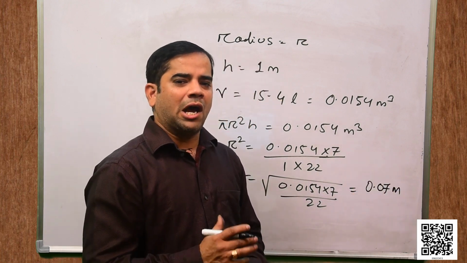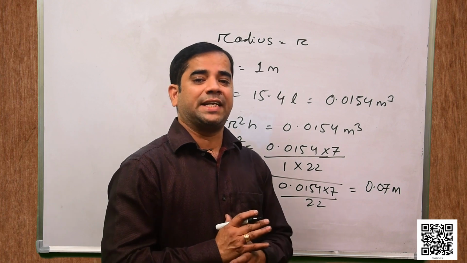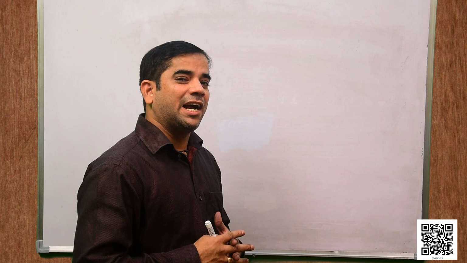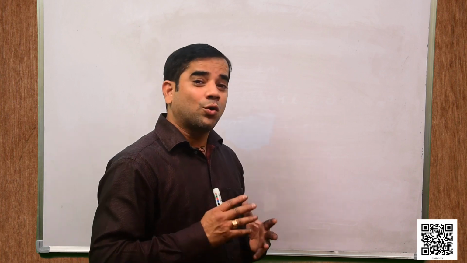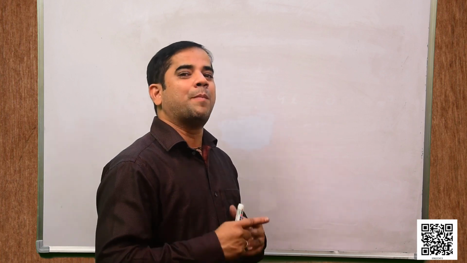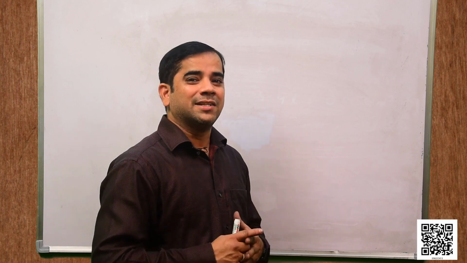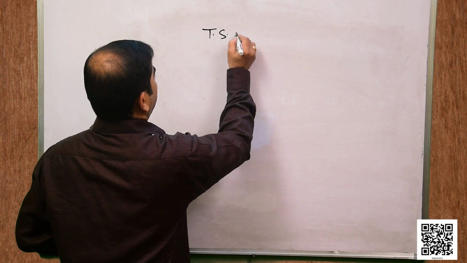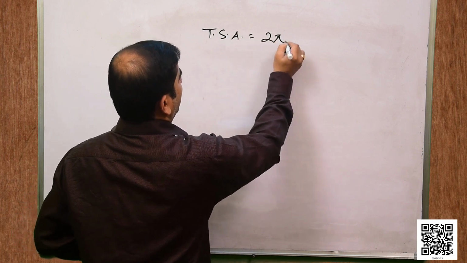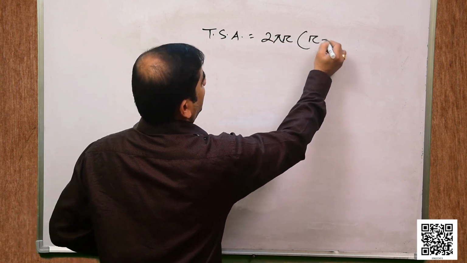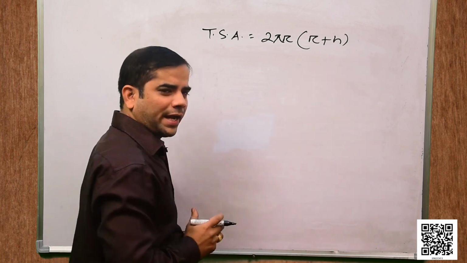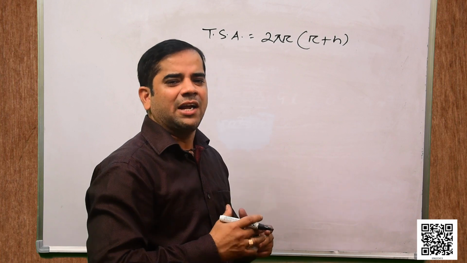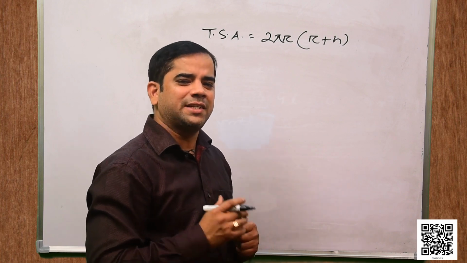Now let us find out the total surface area of the vessel. What is the formula for the total surface area of the vessel? Students, total surface area is equal to 2 pi r multiplied by the sum of r and h. So, total surface area is equal to 2 pi r (r plus h). We just need to substitute the values and we can find the total surface area.